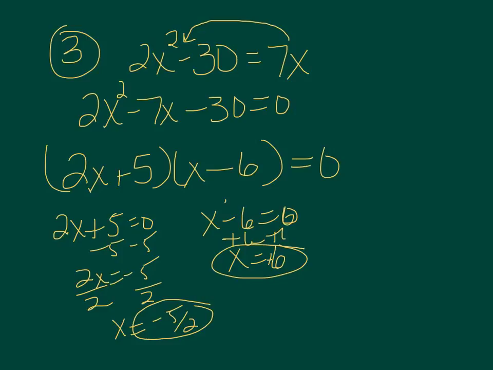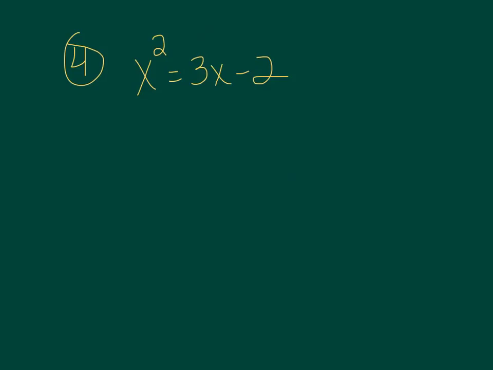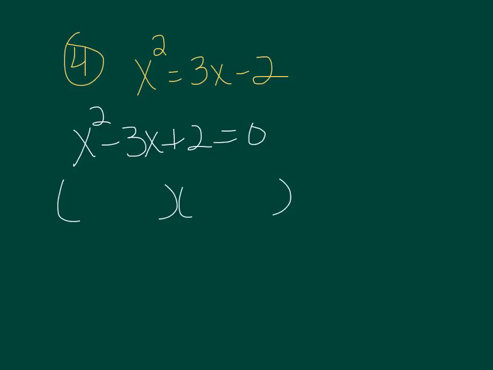Okay, alright, just one more. Alright, again, it does not equal 0, so I'm going to go ahead and move both of these over. Okay, and when I move them over, I'm going to change the signs. So I have x squared minus 3x plus 2 equals 0. Alright, two sets of parentheses, my x and my x. And factors of 2 that add up to negative 3 are negative 1 and negative 2.